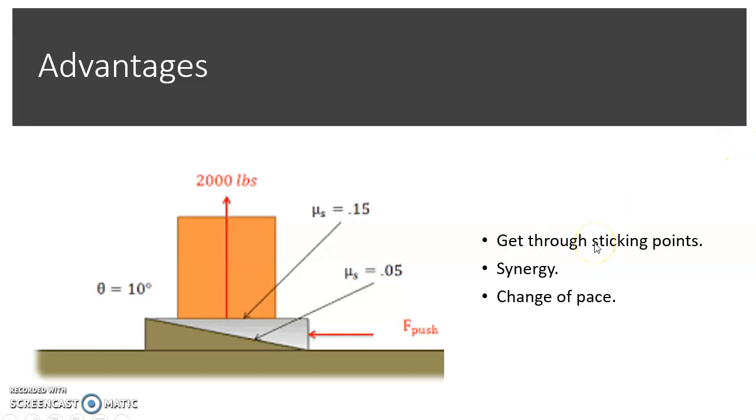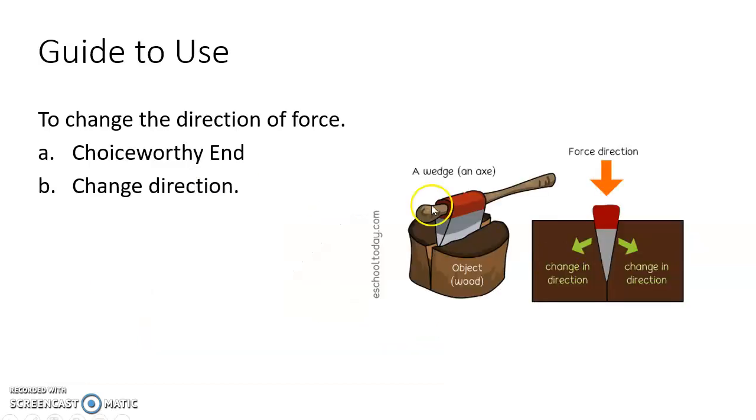But helping you get through sticking points, psychological change of pace, and this is accomplished through synergistic, like compounding of forces. So the guide to use, the idea is that we're going to change the direction of our force. And so we need at least two characteristics, right? So we need the choice-worthy end, and that is, as usual, it's the thing that you have identified as a goal that is worthy of your time and energy. And then we need a change of direction, right?